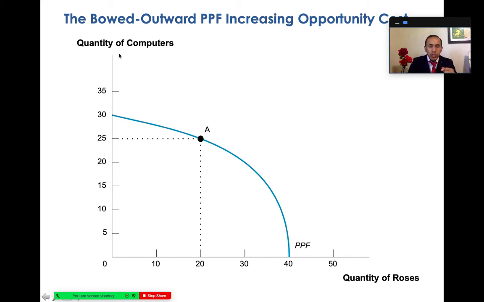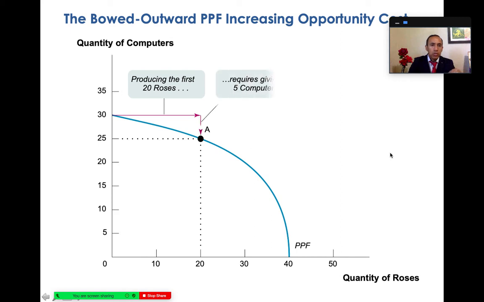Consider our computer production, 30 computers and 40 roses. But in this situation, we have a concave down or bowed out PPF model that is non-linear. It's concave, it's bowed out. It looks like a bow. In this case, our first production point indicates that we can produce 25 computers and 20 roses. So to produce the first 20 roses, it requires giving up some computer production because we have to reallocate or divert resources to our production of roses. So we have to cut production of computers in order to produce some roses. So we give up 5 computers.